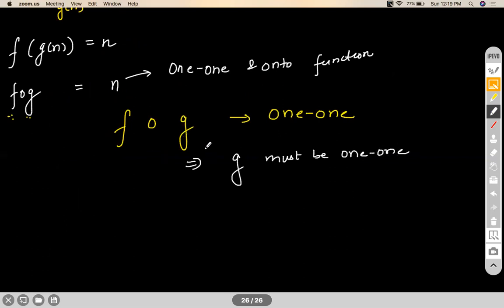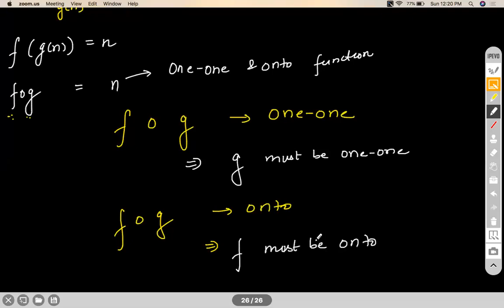G must be 1-1. Because if G is not 1-1, for two different values of the input, G will show the same answer and F, and hence F will show the same answer. Okay. That will make the entire function become non-1-1, or you can say non-injective, right? Similarly, if FOG is onto, then which of them must necessarily be onto? F must be onto.